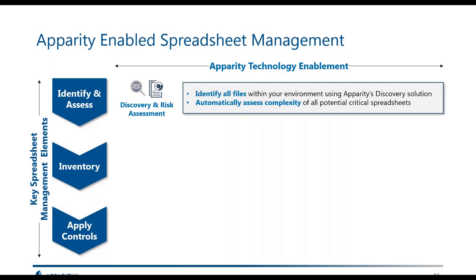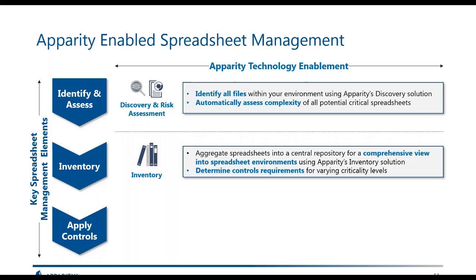Aperity's discovery and risk assessment feature will automatically scan any folder location within your organization and display all Excel spreadsheets that reside in those locations. In addition to identifying all Excel spreadsheets, the discovery scan will also pull back file information like the size, presence of macros, number of external links, number of formulas, and so on. These properties are then used by Aperity to automatically apply a complexity rating to each and every file that is scanned. By using the discovery and risk assessment feature, you have automatically found and determined the complexity of all of the spreadsheets within your organization.